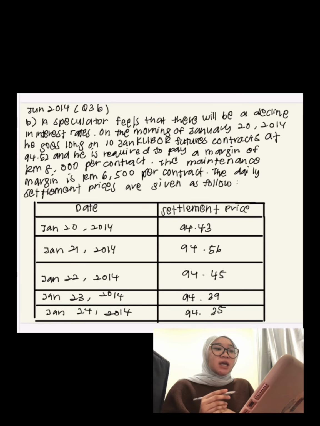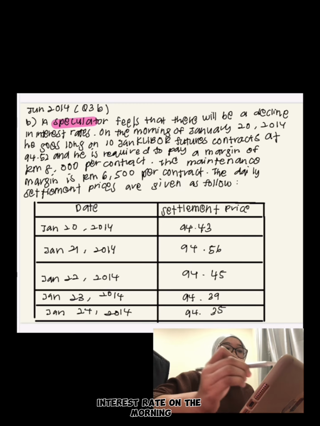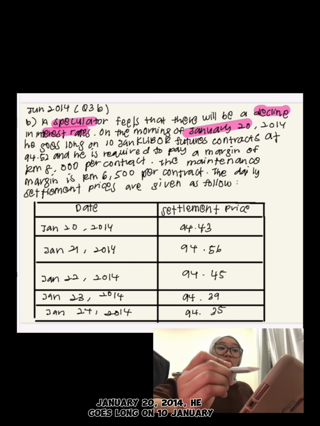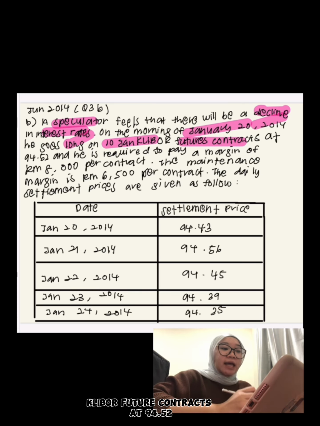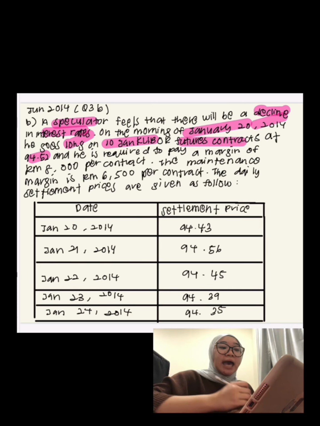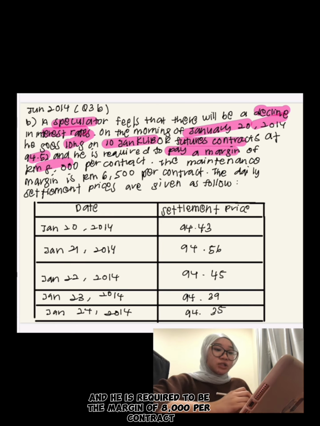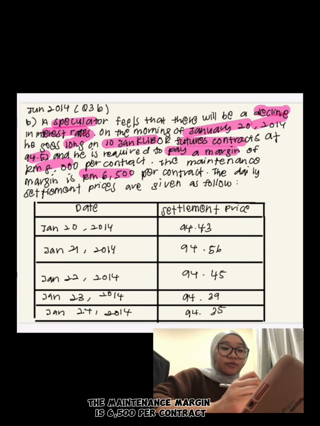Question 3b. A speculator feels that there will be a decline in interest rate. On the morning of January 20, 2040, he goes long on 10 January Klibor futures contracts at 94.52, and he is required to pay a margin of 8,000 per contract. The maintenance margin is 6,500 per contract. The daily settlement prices are given as follows.